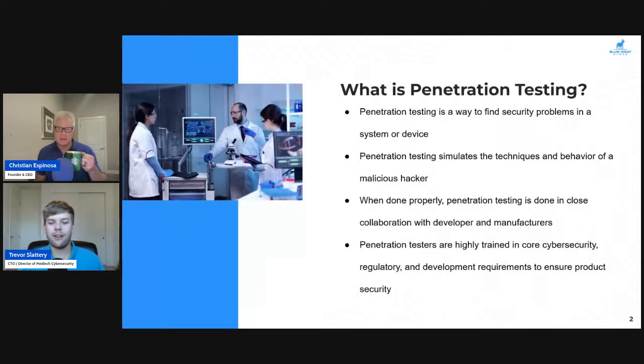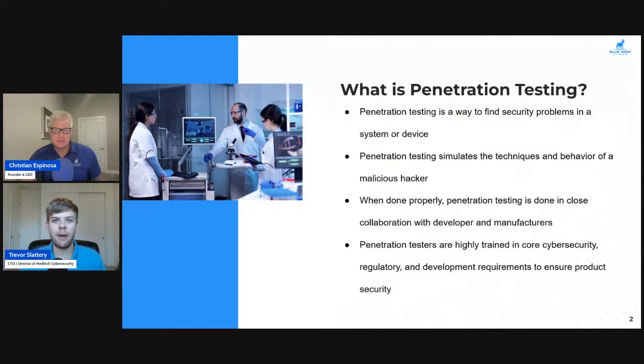So the first thing that I want to talk about is what is penetration testing. There can be a lot of misconceptions around this topic, so I want to clear some of those up. Penetration testing at its core is a way to identify a security problem in a system or a device. We're trying to simulate techniques and behavior of a malicious hacker, using the same tools, the same research, the same procedures that they're doing, so that we can mimic what would happen in an actual environment and more properly be able to prepare for it.